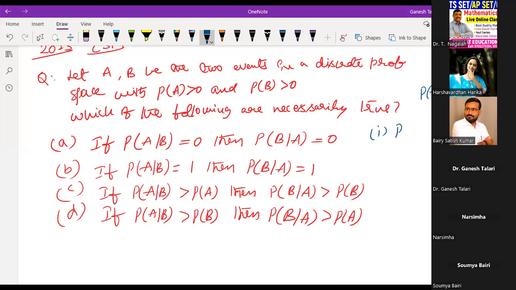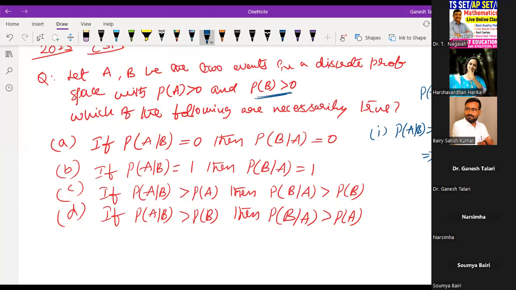What has been given? Probability of A given B is equal to 0 has been written. So I can write probability of A intersection B upon probability of B. Can I write, based on this, probability of A intersection B is equal to 0, because probability of B must be strictly greater than 0. So it cannot be 0. So probability of A intersection B will be 0.